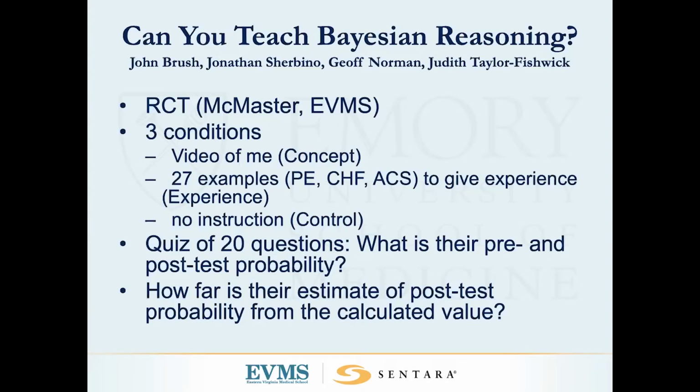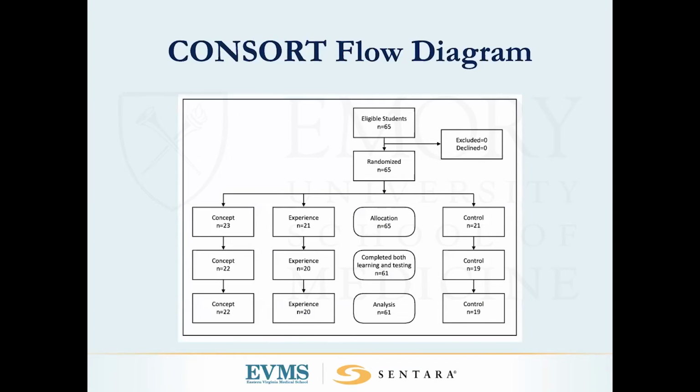And we compared the calculated post-test probability with what they thought their post-test probability was. And so our measurement was how far their estimate of post-test probability was from the calculated value. So this is a CONSORT flow diagram of the study. We sent out email solicitations to students at both schools. 65 responded and were randomized. Of those 65, 61 completed both the learning and the testing, and they were fairly well allocated to the three groups.